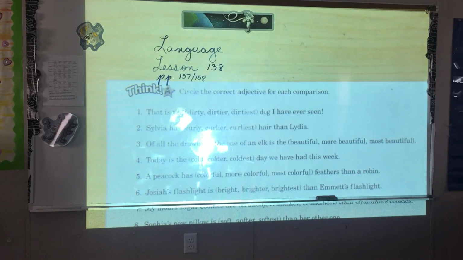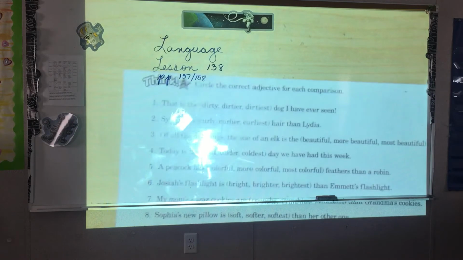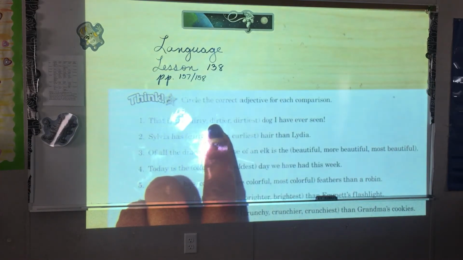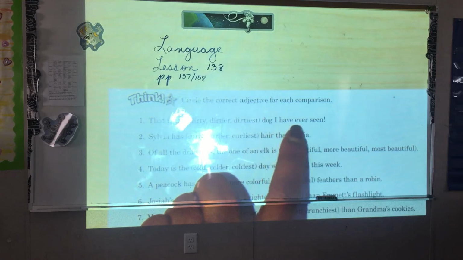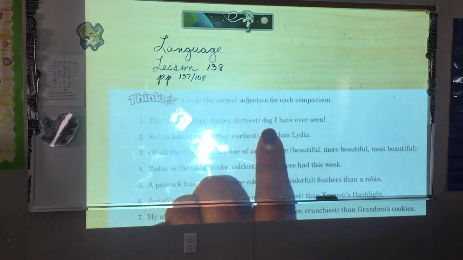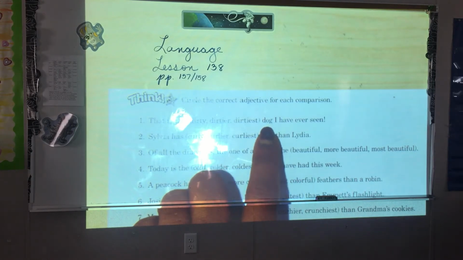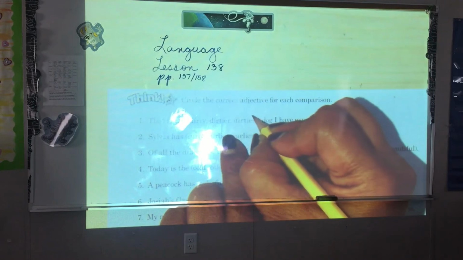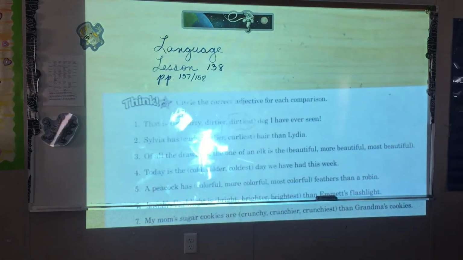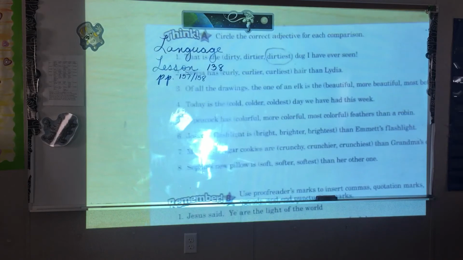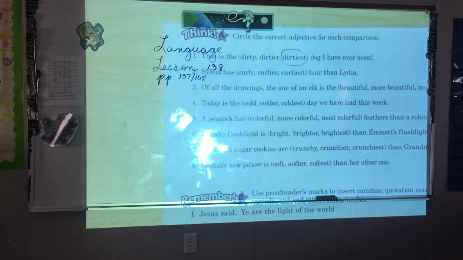Circle the correct adjective of each comparison. An adjective describes a noun. That is the dirtiest dog I have ever seen. Am I comparing the dog with another dog, or am I comparing the dog with all of the dogs that I have ever seen? All of the dogs that I have ever seen, so it's the dirtiest, because I'm comparing it with more than one. When I'm comparing only two things, then I use ER. When I'm comparing more than two things, I'm going to use EST.